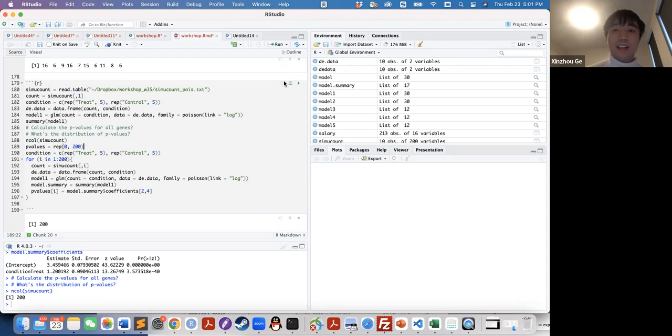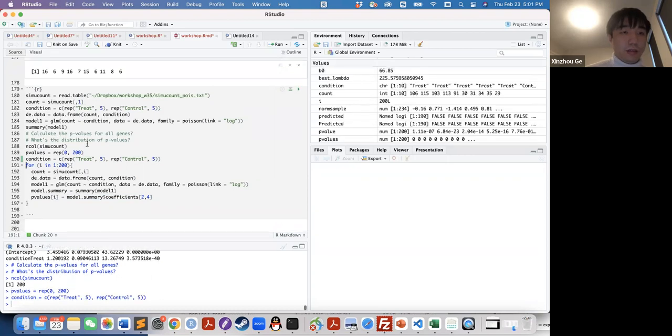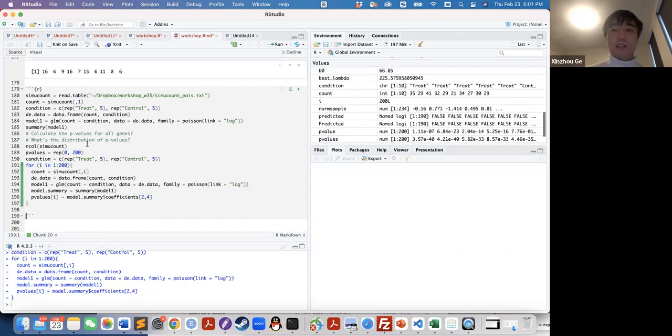Oh, okay, yeah, I see. And then for each of the genes, we get the model summary, and we use it to get the p-value out of this matrix. And then we can save this p-value to the i-th entry of the vector, and then we can run this for loop, and we will get 200 p-values.